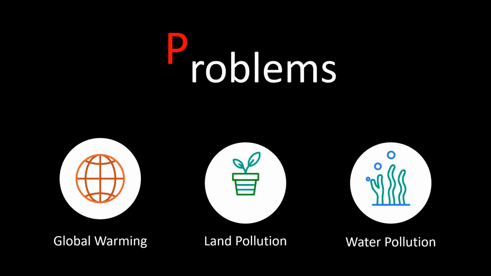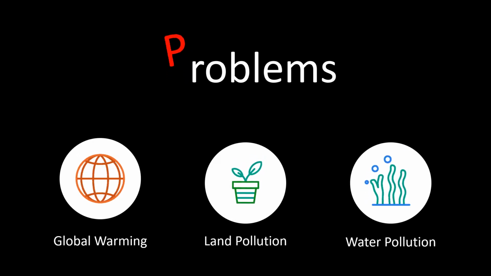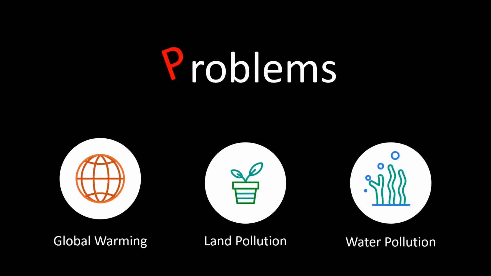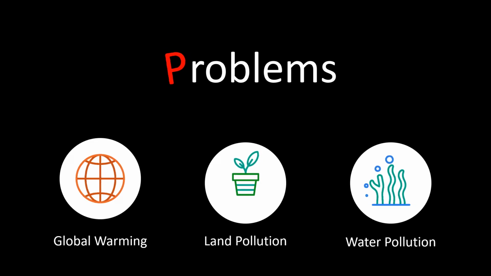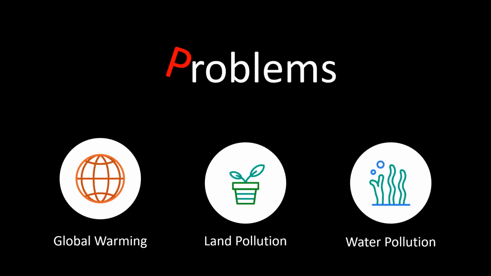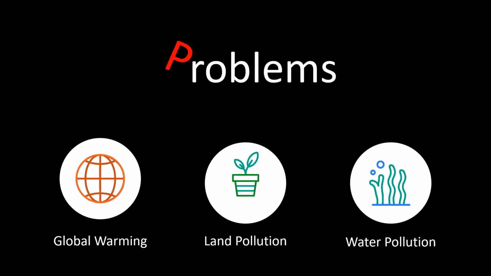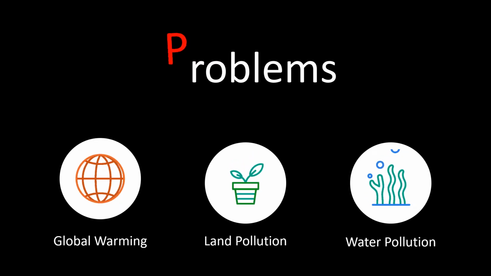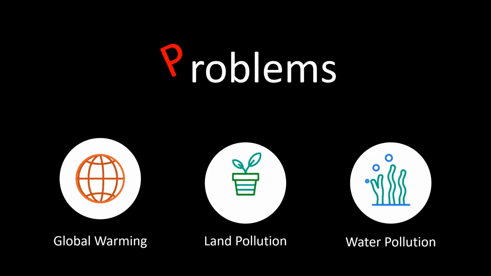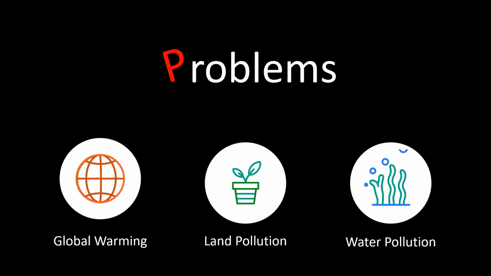So first of all, let's get to know some environmental problems that we have known so far. Those problems include global warming, overpopulation, water pollution, air pollution, land pollution, and many more. However, we are going to discuss only three of those mentioned problems, which are global warming, land pollution, and water pollution. So, let's get to know those problems deeply together.